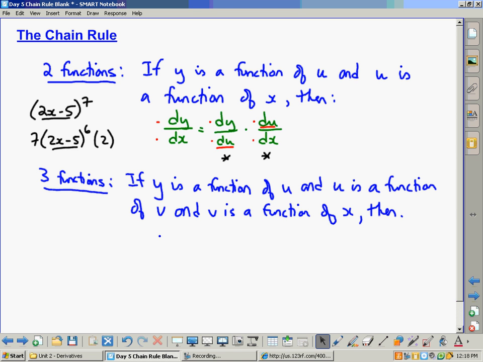So for 3 functions, if y is a function of u and u is a function of v, and v is in turn a function of x, then we'll have all the steps. And we'll have dy by dx is equal to dy over du, and then du over dv, and finally dv by dx.